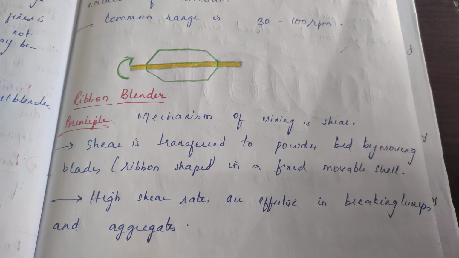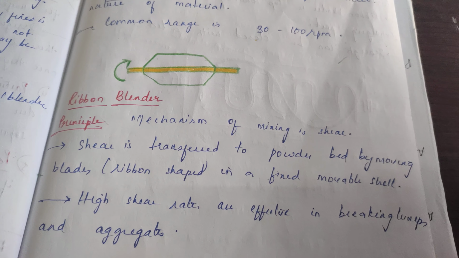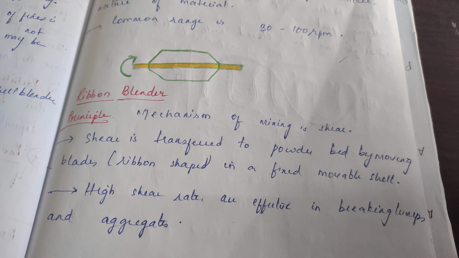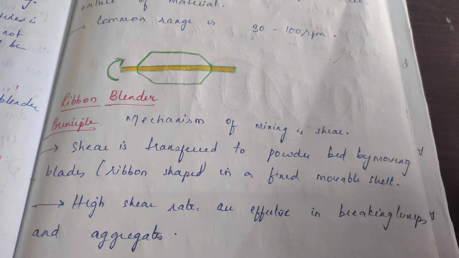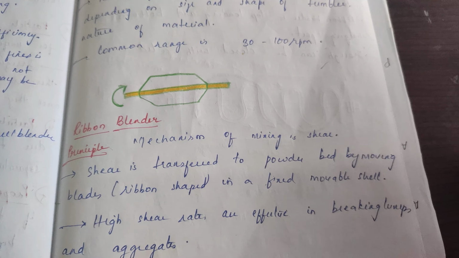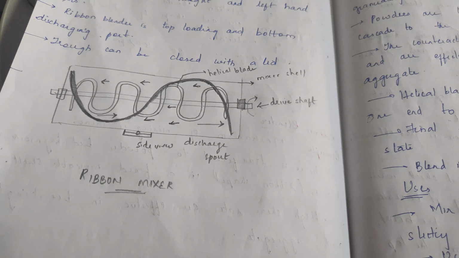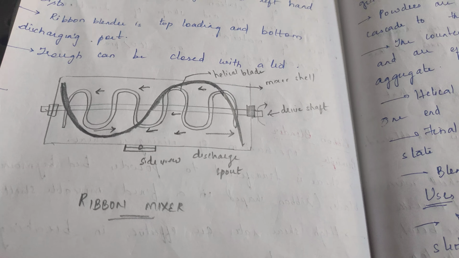Next equipment used in mixing is a ribbon blender. In the last class we have seen about twin shell blender and double cone blender. This is the third one, that is ribbon blender. Before seeing the mechanism, just look at the apparatus of the ribbon blender.